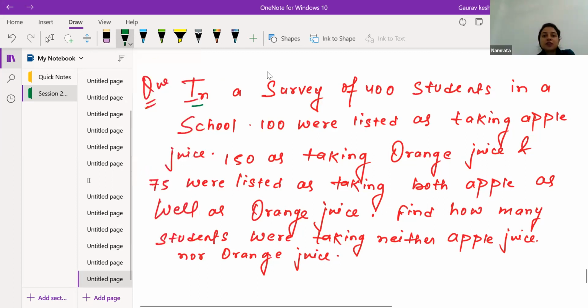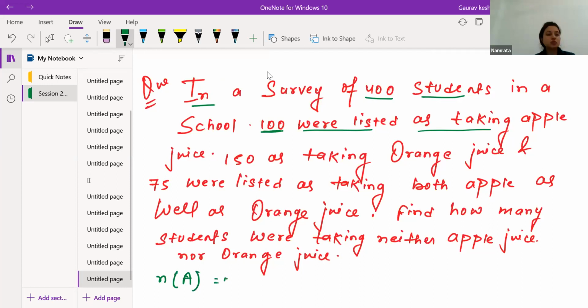In a survey of 400 students in a school, 100 were listed as taking apple juice. So at first we know 100 are listed as taking apple juice. Let's write it. Number of students who were taking apple juice is 100. Whatever you get from the question, just write it at first, and then we will think about the rest of the elements.